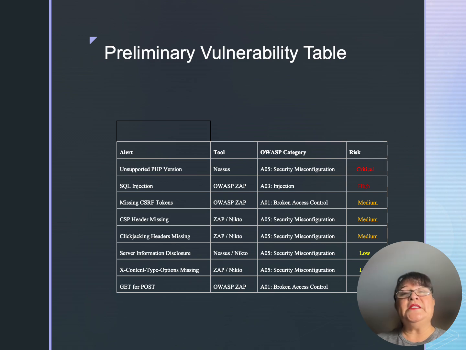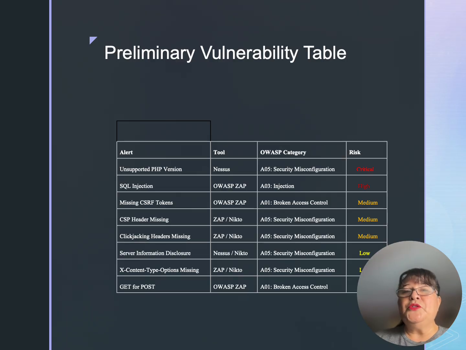In addition, A03, injection, the primary exploit path. SQL injection vulnerabilities confirmed by OWASP ZAP represent the most direct path to compromise. Improper input validation allows attackers to manipulate back-end database queries, potentially bypassing authentication and accessing sensitive data.